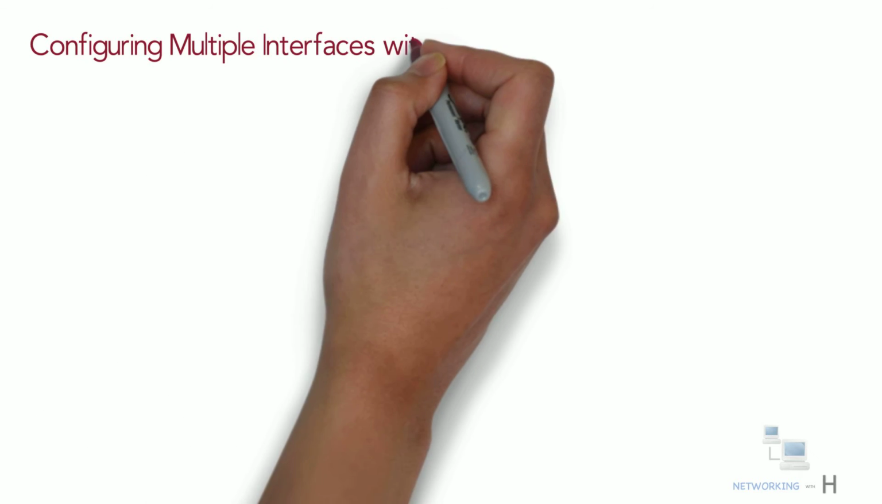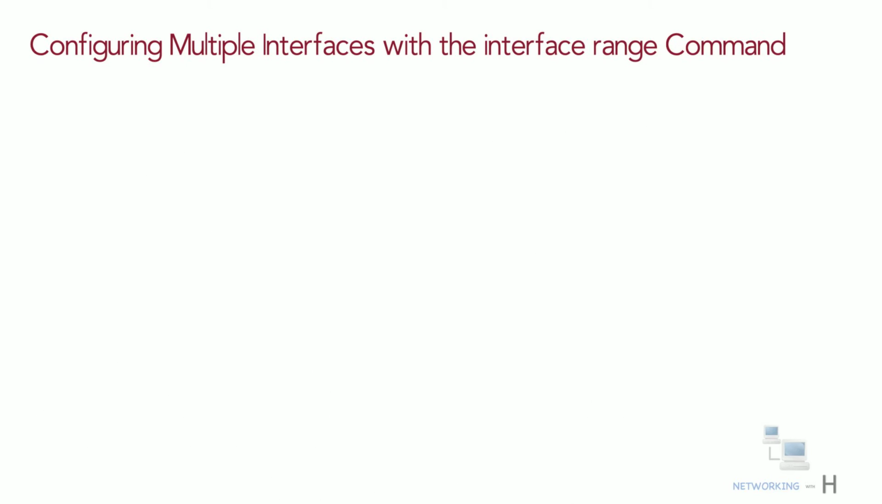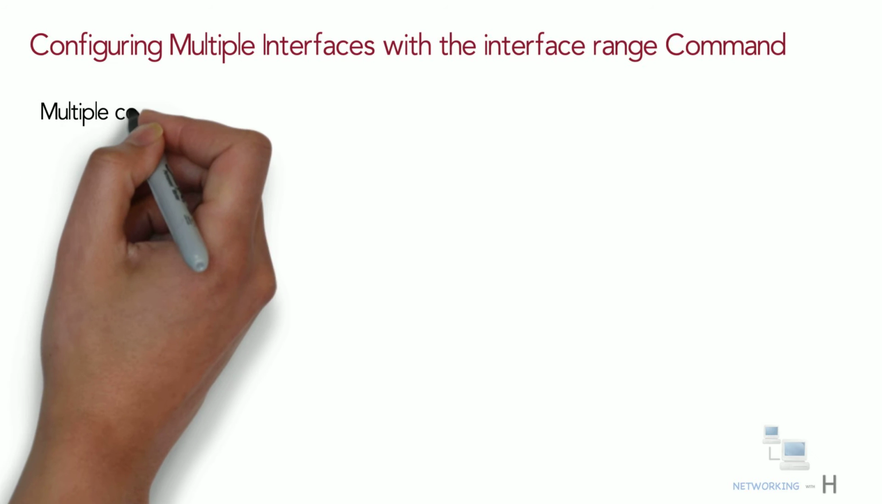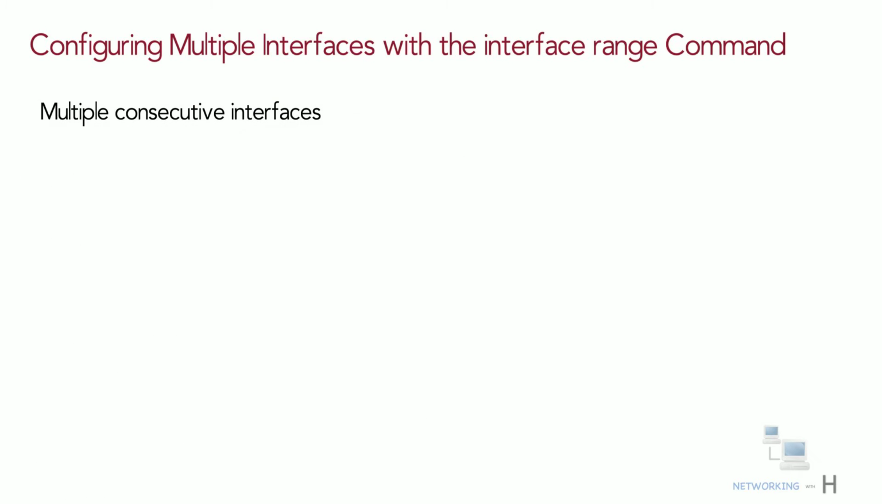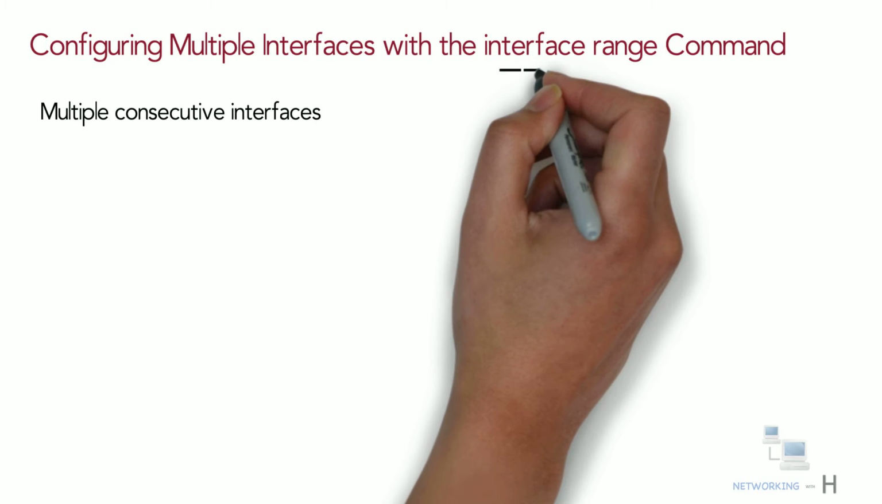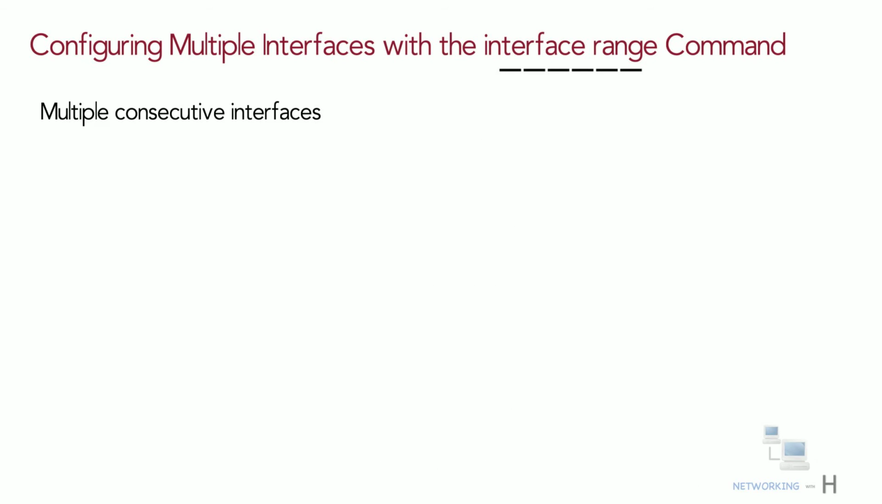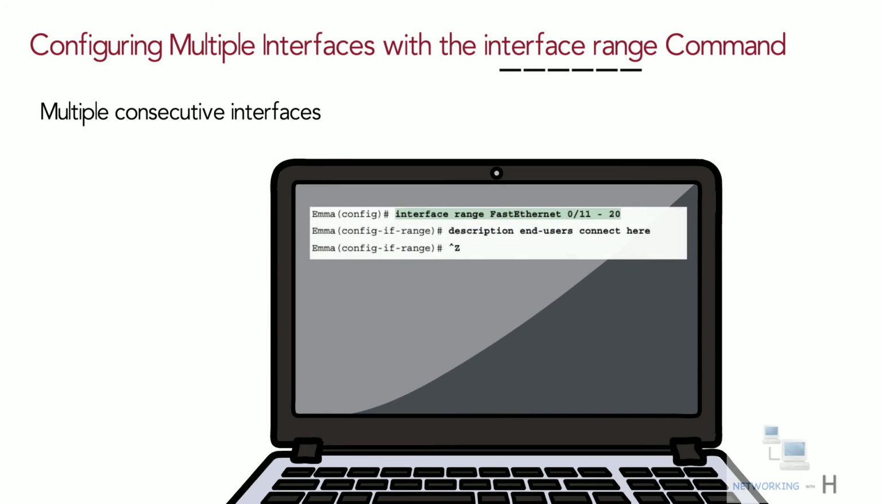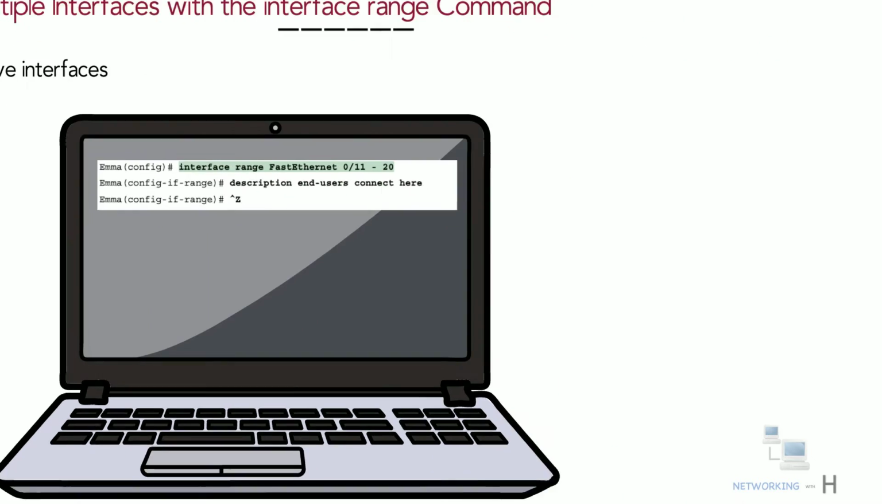Let's configure multiple interfaces with the interface range command. To shorten your configuration work when making the same setting on multiple consecutive interfaces, use the interface range command. For example, for interfaces from 11 till 20, end users will be connected.